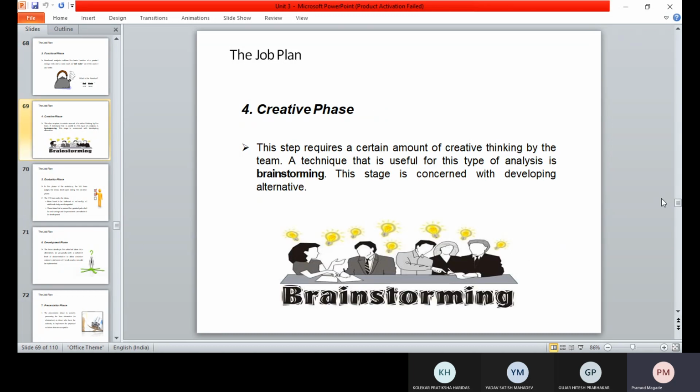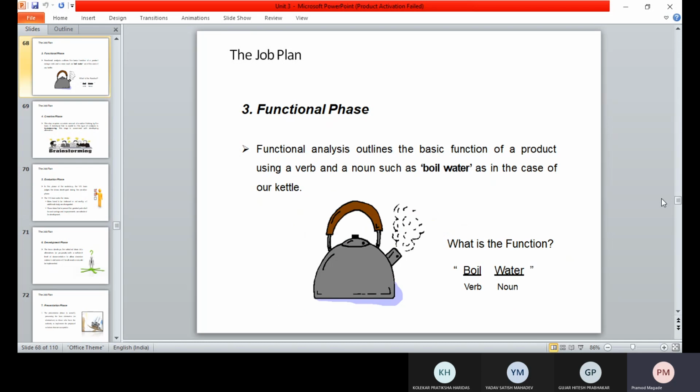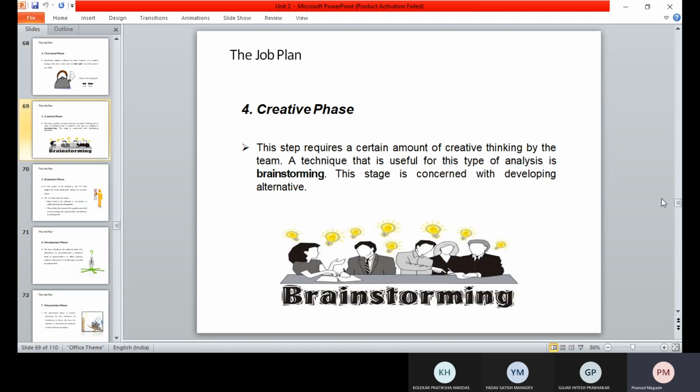After that, creative phase. Now the function is defined. Function means the process, work, how it works. Now it's our duty, in that work, what new thing I should add so that whatever be the defects in the earlier process we can eliminate easily. So that we call a creative phase. Of course, the brainstorming session is required, and in that we'll have to include all the departmental heads for the discussion, and then we'll have to define the creative structure.